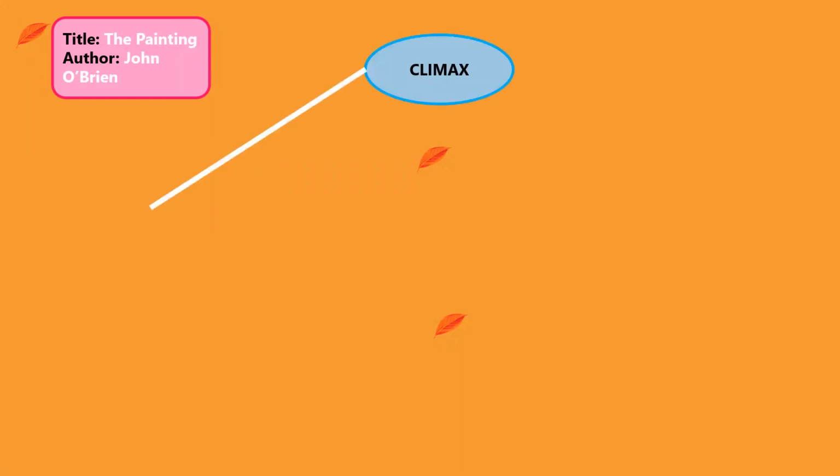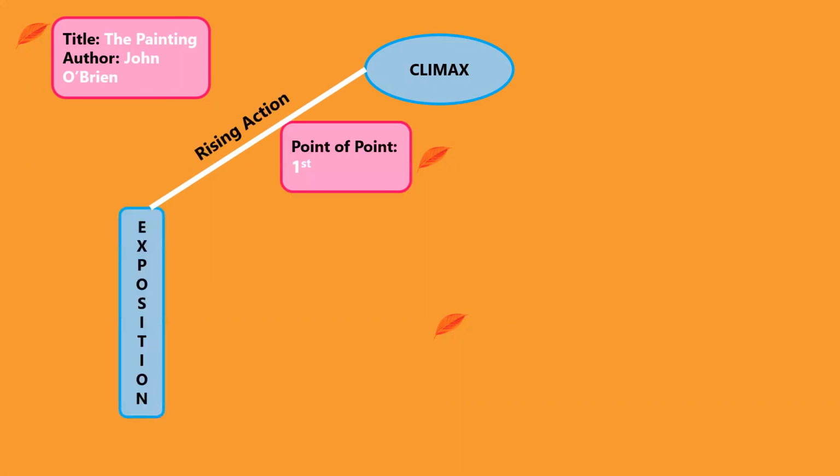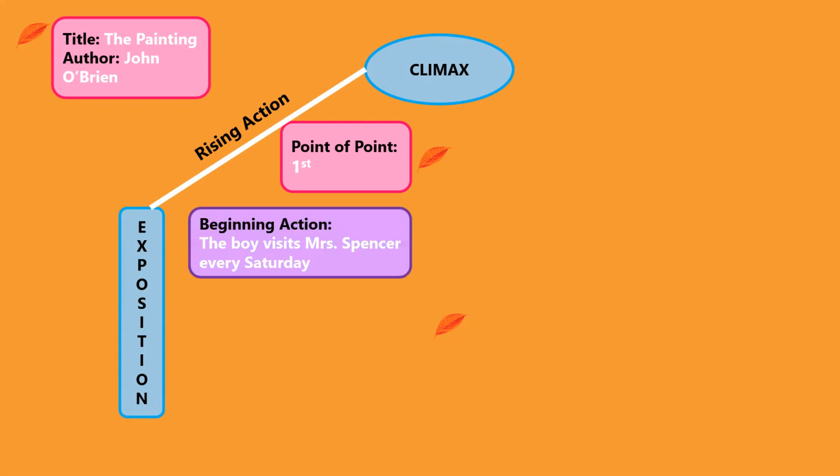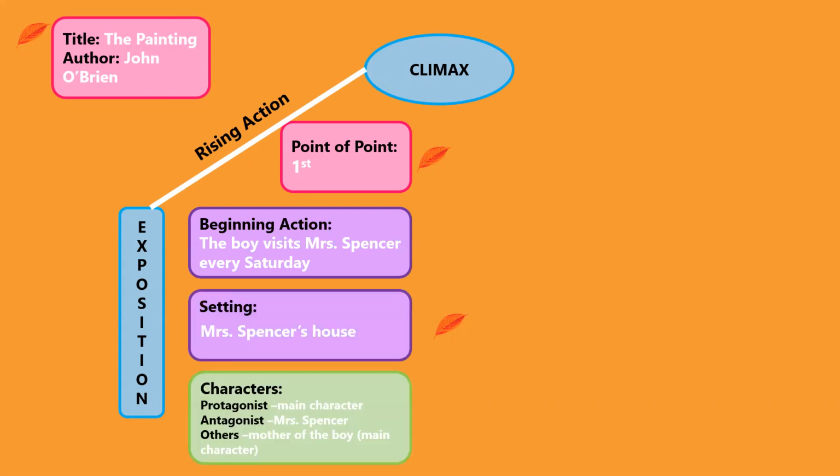Okay, now from the story, The Painting, let's analyze the elements of that story. So the title is The Painting and the author is John O'Brien. Okay, so I forgot, the climax is supposed to be there. I only did some parts. Exposition here. The point of view is first person. The beginning action is when the boy visits Mrs. Spencer every Saturday. Setting is Mrs.